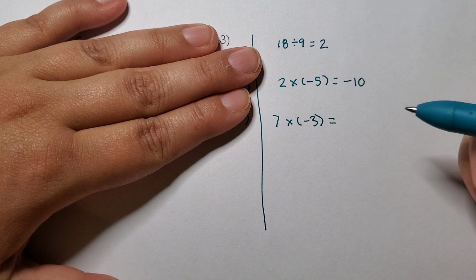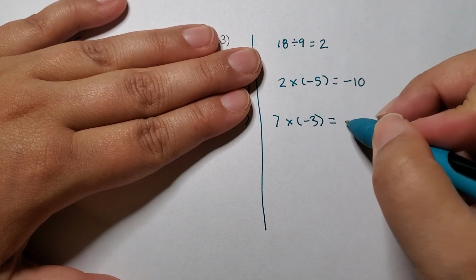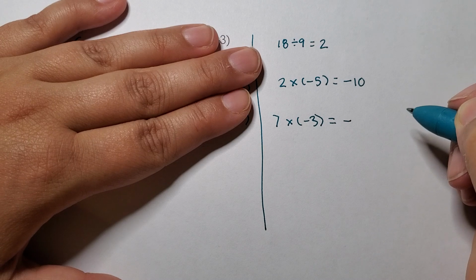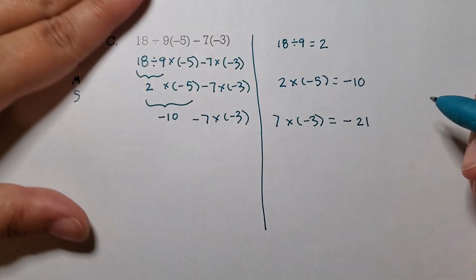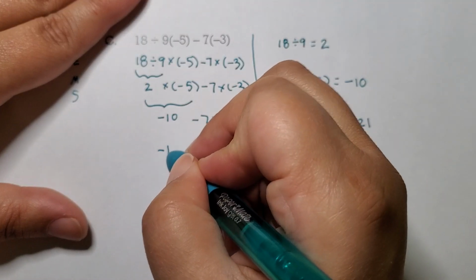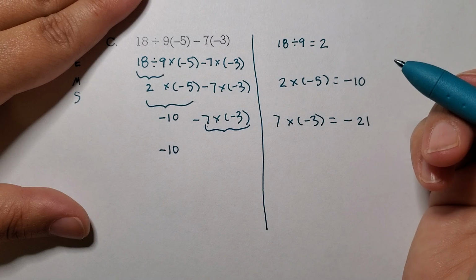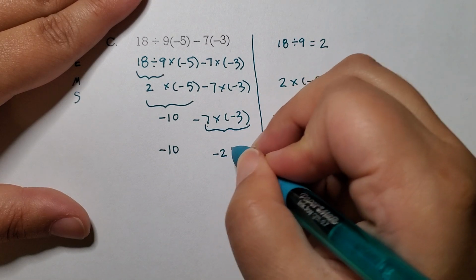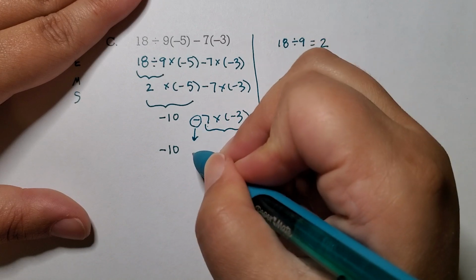Again, when I multiply, I want to check the signs first. Since they're different, we get a negative. And 3 times 7 is 21. Bringing it back, we've got a negative 10. The positive 7 times the negative 3 is a negative 21. And then I bring down this minus.